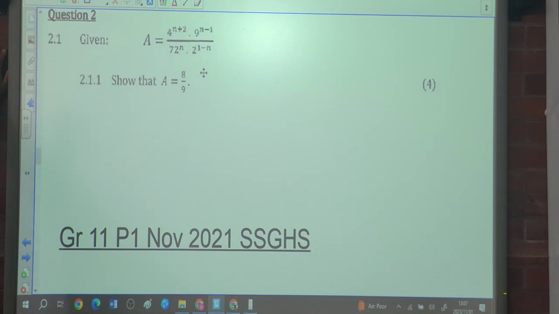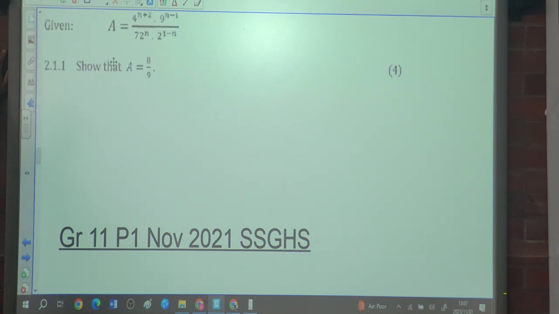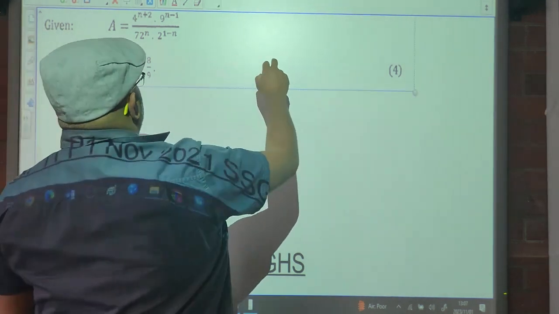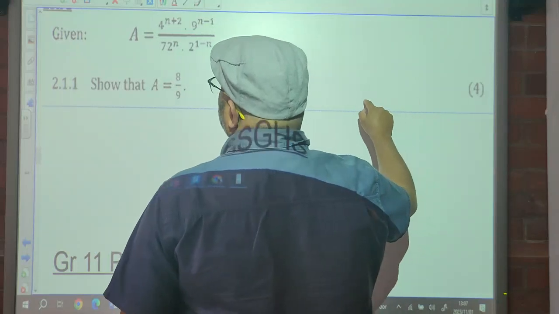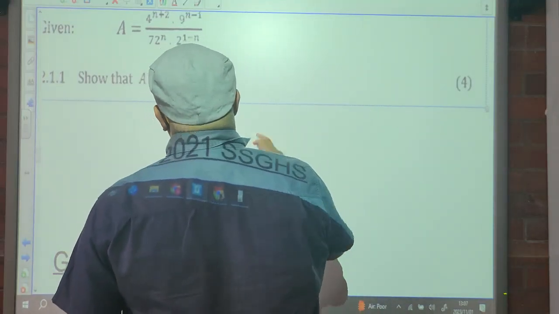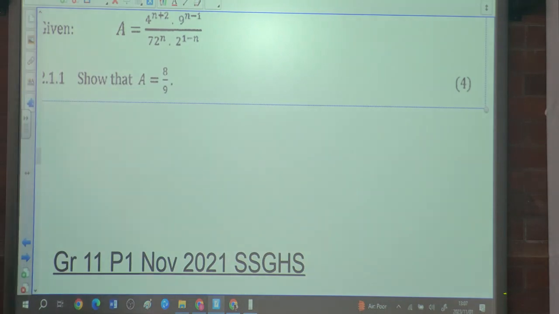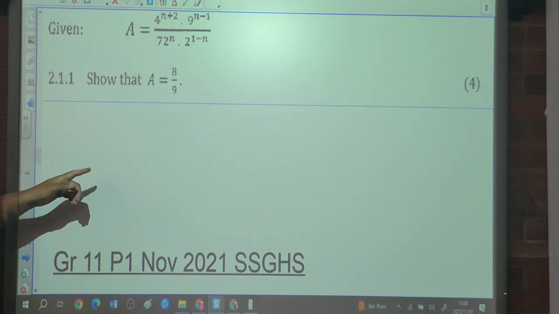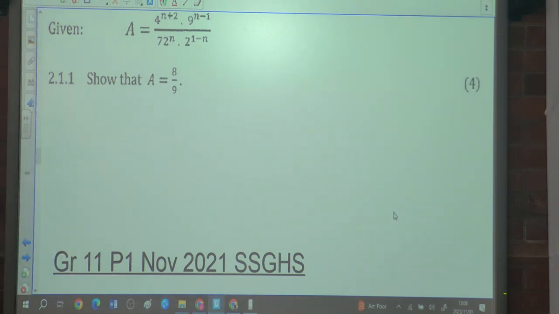Right, so now we're going to question 2.1. So the question says, given that a is equal to 4 to the n plus 2 times 9 to the n minus 1 over 72 raised to the n times 2 to the 1 minus n, show that a is equal to 8 over 9. So can I use 8 over 9 in my calculation? No. I must end off with 8 over 9. You guys understand?